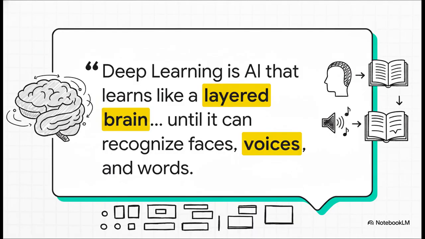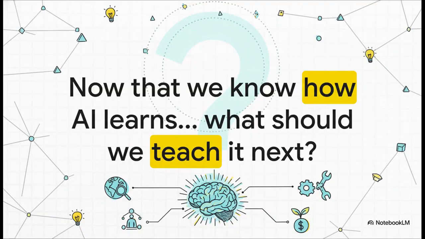If you walk away with just one idea today, let it be this one. Deep learning is basically AI that learns like a brain, with layers. It starts simple, builds up to complex, and keeps going until it can master these incredibly sophisticated things like recognizing faces, voices, and words.